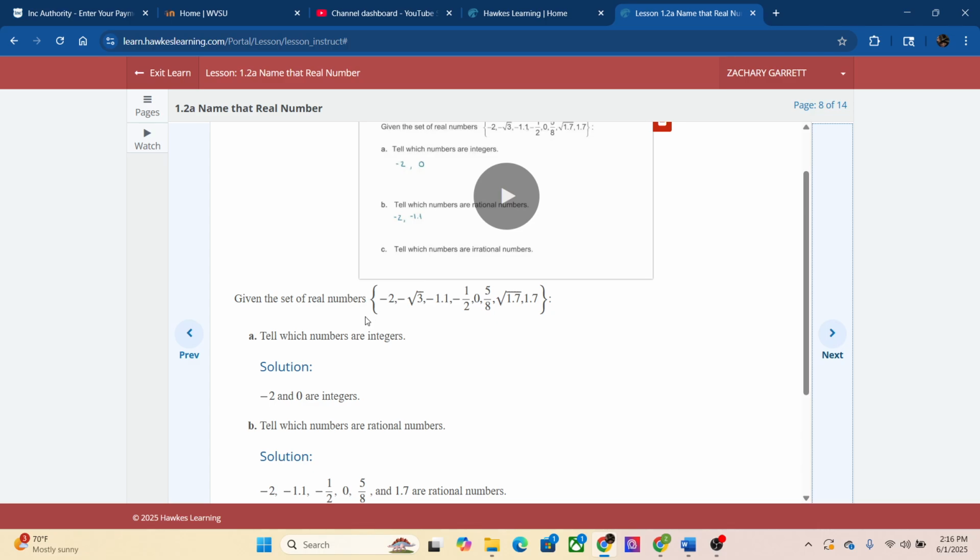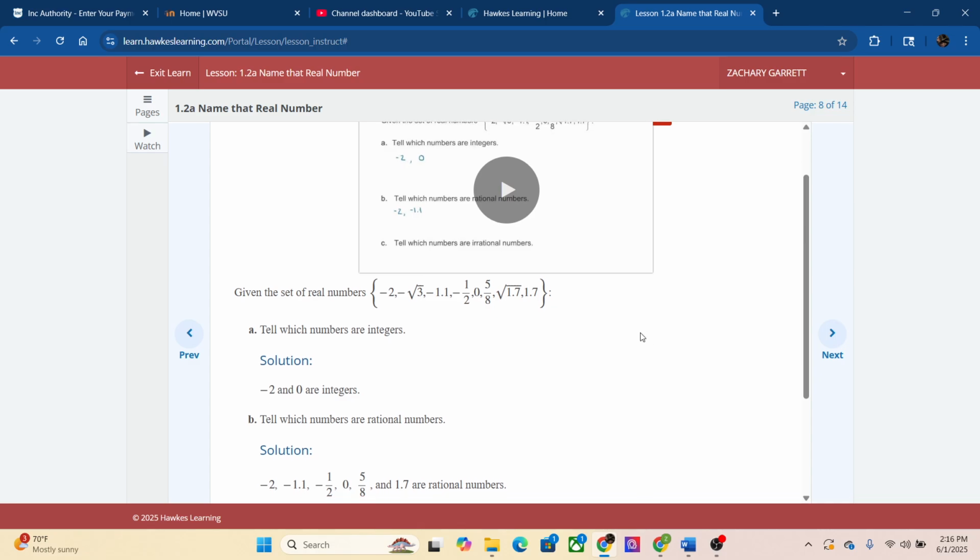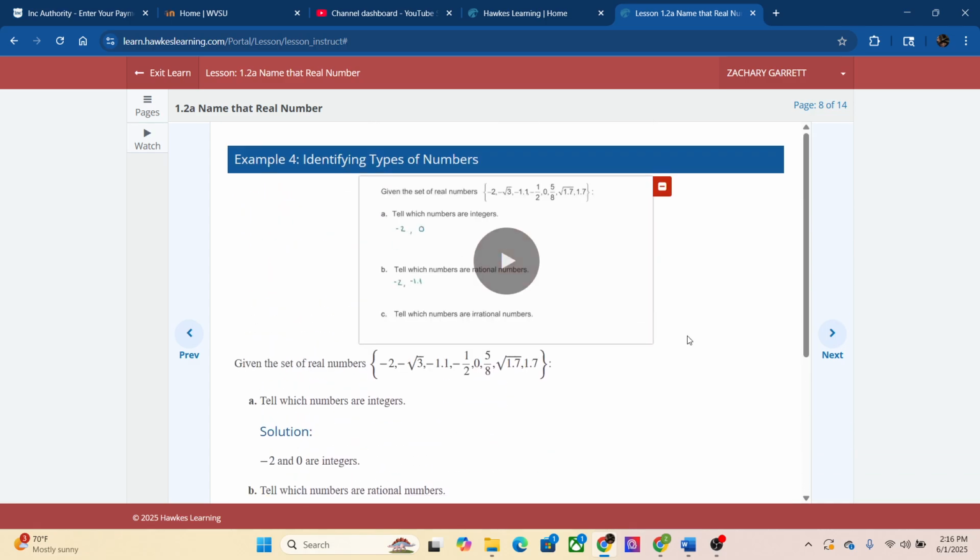Again, this is just given the set of real numbers, tell which numbers are integers. You can feel free to pause the video and complete that if you would like.